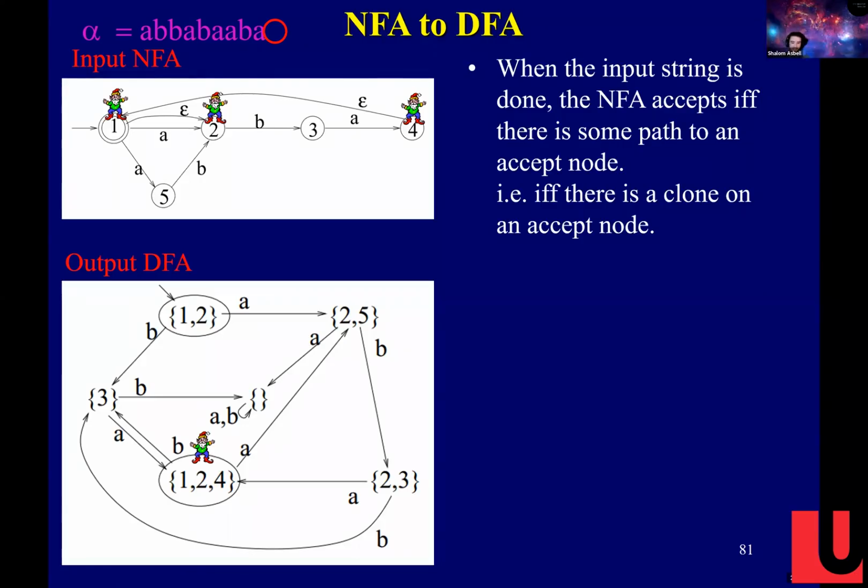I guess so, but the way I'm thinking is, just because it could be on 1 doesn't mean that it should accept. It could be in 2 or 4. Well, if I'm the DFA gnome and I'm on state 1, 2, 4, then it tells me that if I was in the NFA, I do have a path to 1, I do have a path to 2, I do have a path to 4. And the definition of an NFA is that it accepts if there is a path to an accept state. Okay, I see what you're saying.